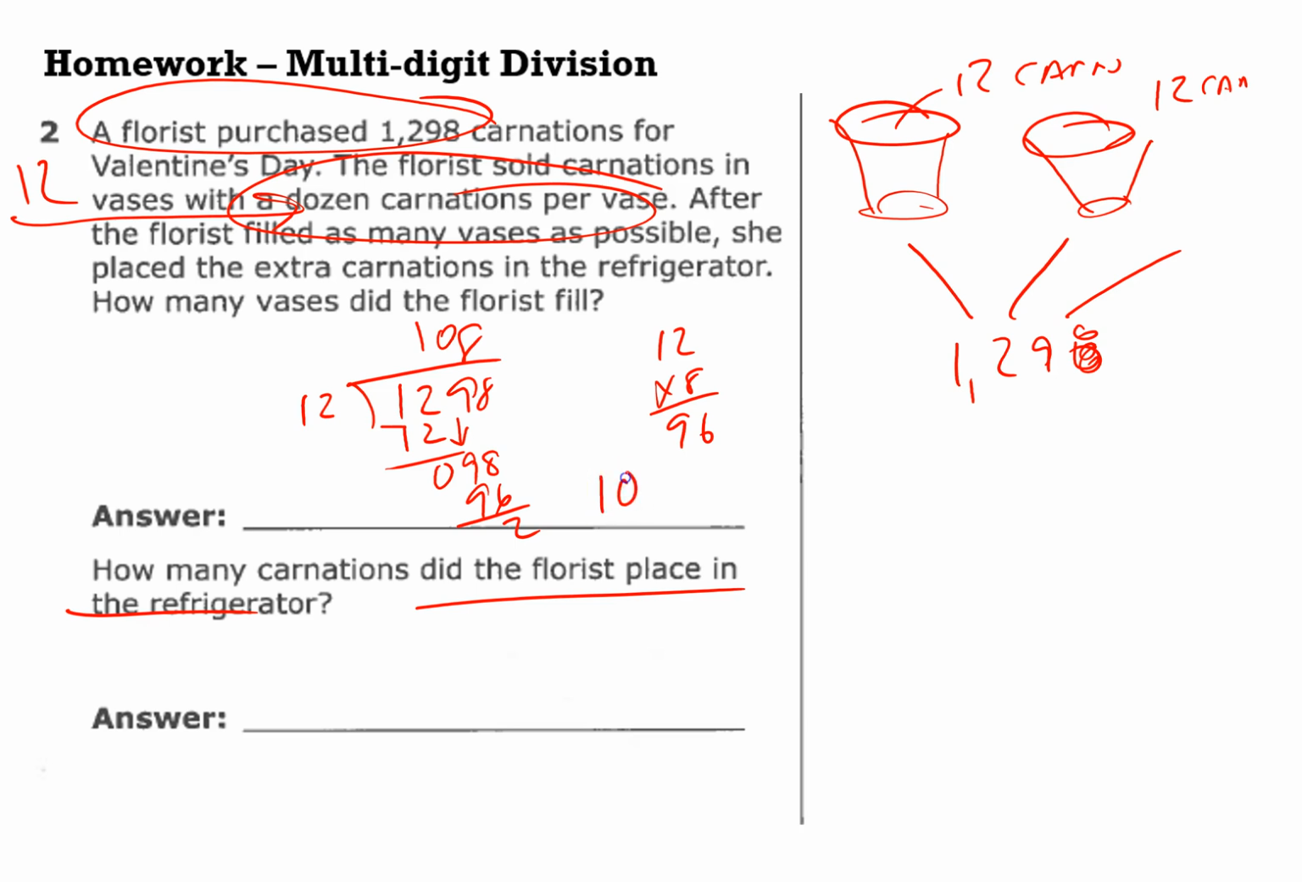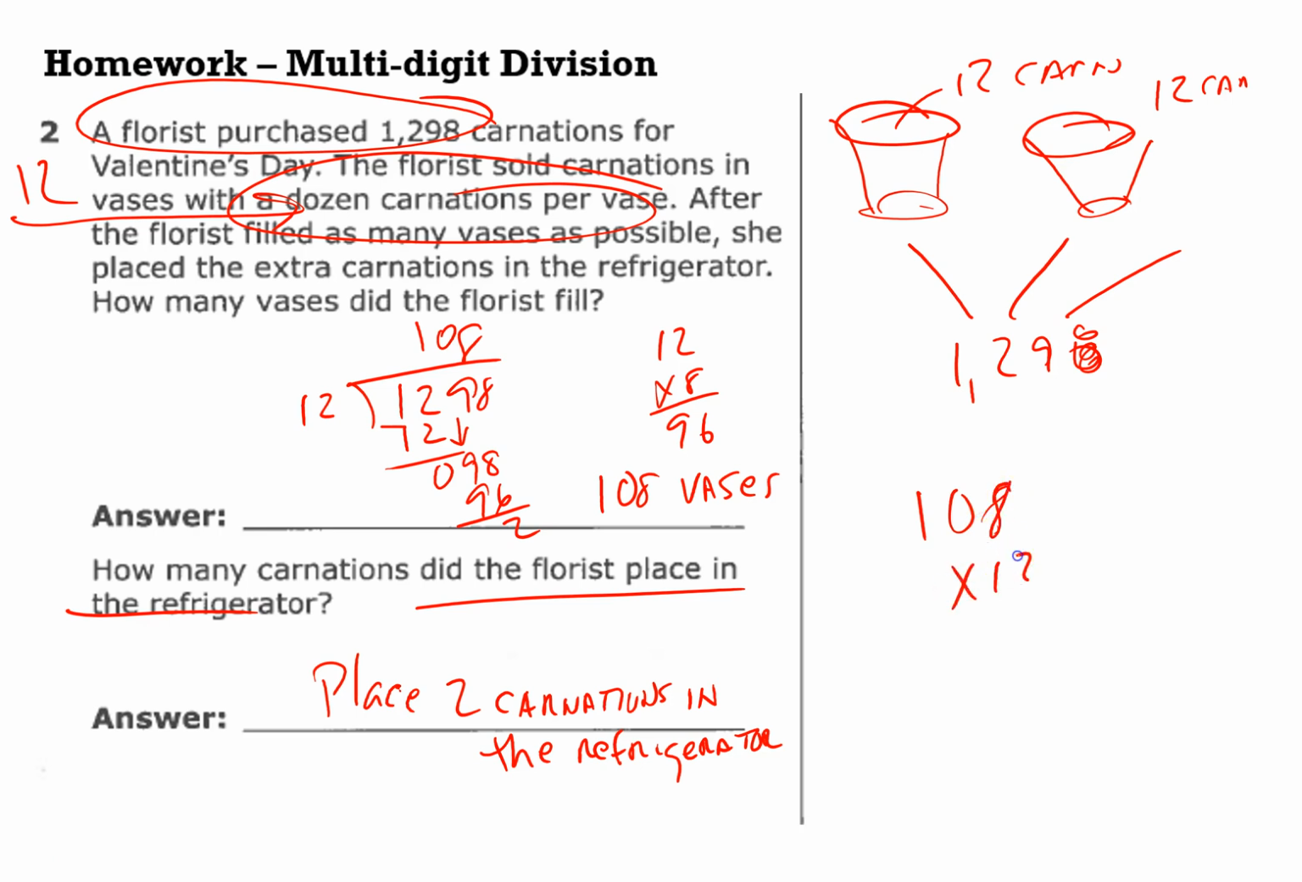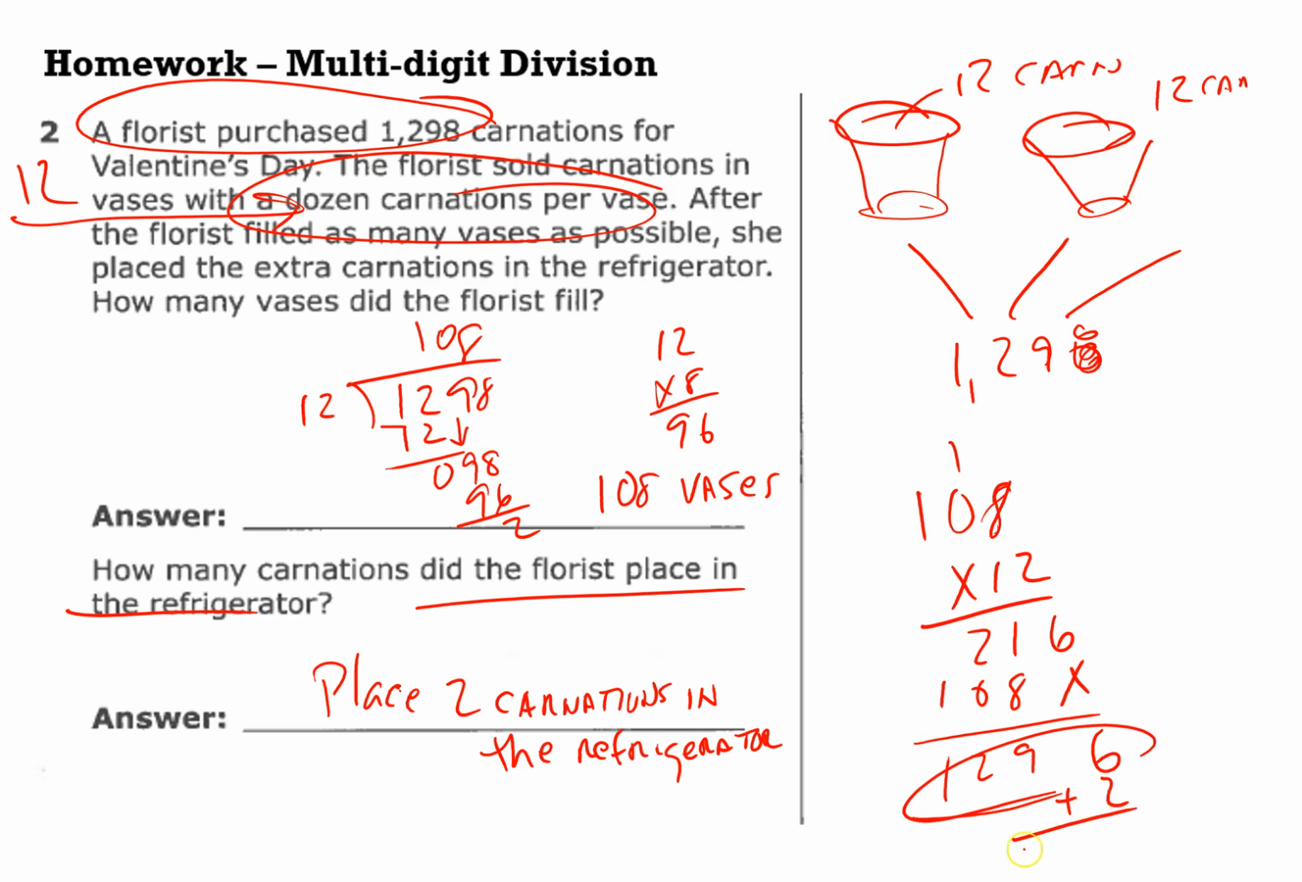So how many vases will she need? She's going to fill 108 vases. How many extra will she have? She's going to place 2 carnations in the refrigerator. Right? Because, let's check that. So 108 times 12: 16, 2, hold my place, 8, 0, 1, 6, 9, 2, 1. So 1,296 were put in vases. If I add 2, I get back to the 1,298, which is what I started off with. So 2 will be left over.